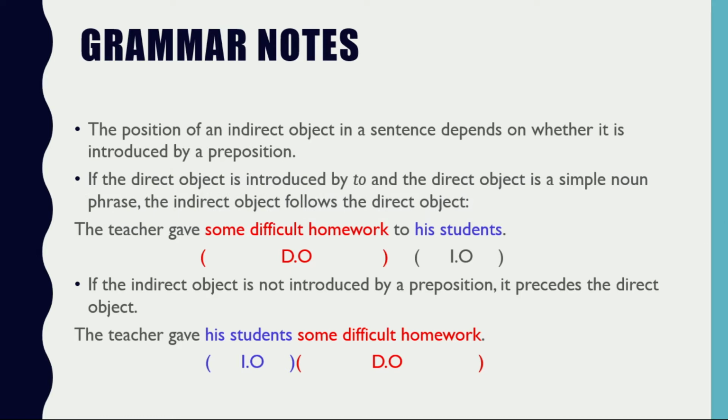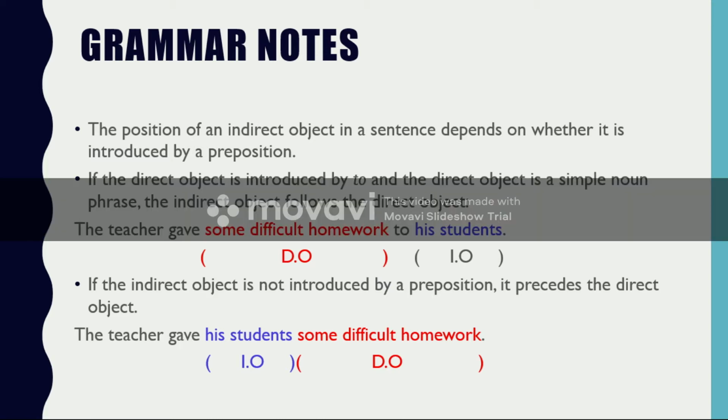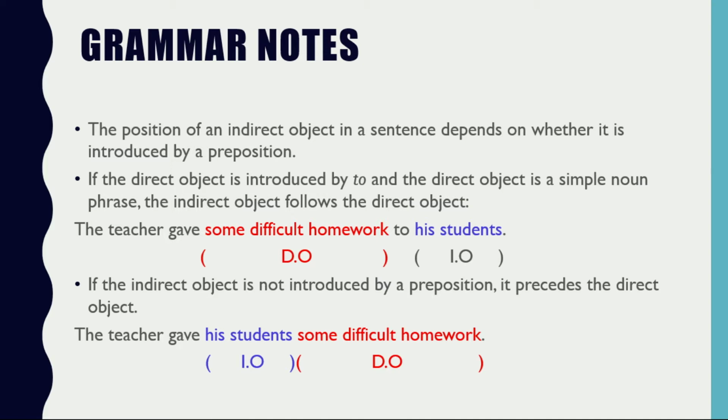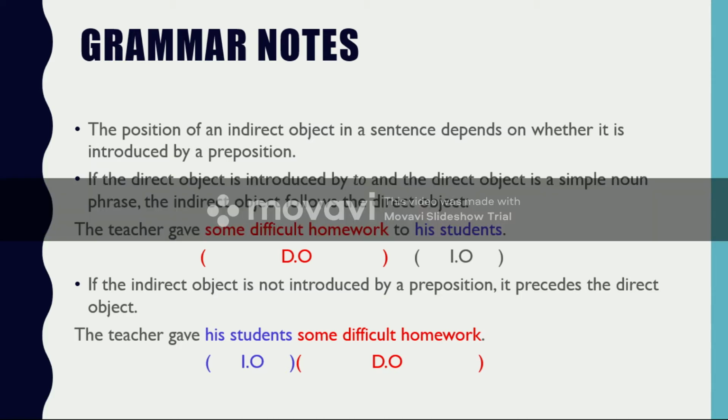As you remember, the position of an indirect object in a sentence depends on whether it is introduced by a preposition. But if the indirect object is introduced by to and the direct object is a simple noun phrase, the indirect object follows the direct object. As you can see in the example, we have: The teacher gave some difficult homework to his students. The direct object is some difficult homework and the indirect object is his students.